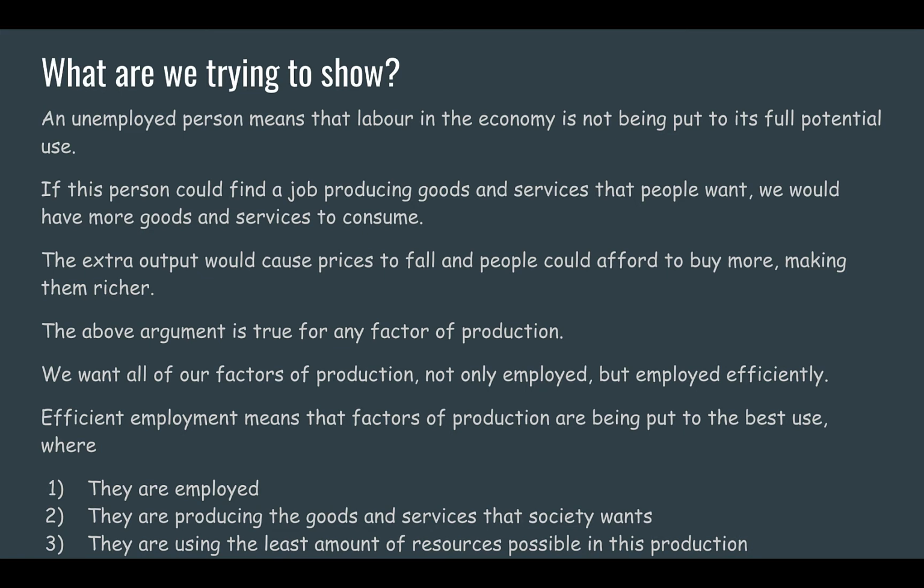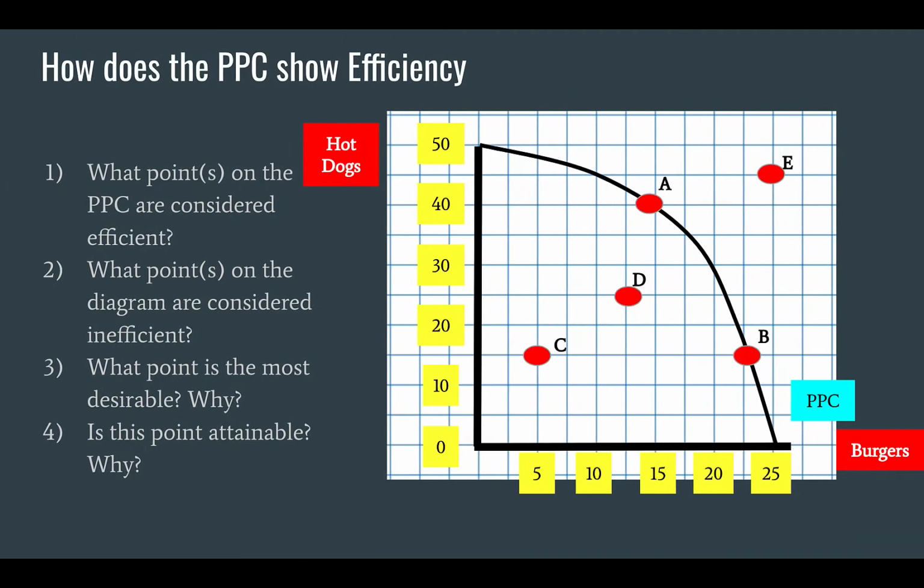We need these people that are unemployed to get into efficient work, and that's what the PPC is trying to represent. So this line here, which is our maximum output of desirable goods and services, hot dogs and hamburgers, represents that all factors of production are being employed and efficiently. Now, we're coming to this idea about efficiency in the PPC model, and there is only one criterion for efficiency, but we'll look at it in a second.